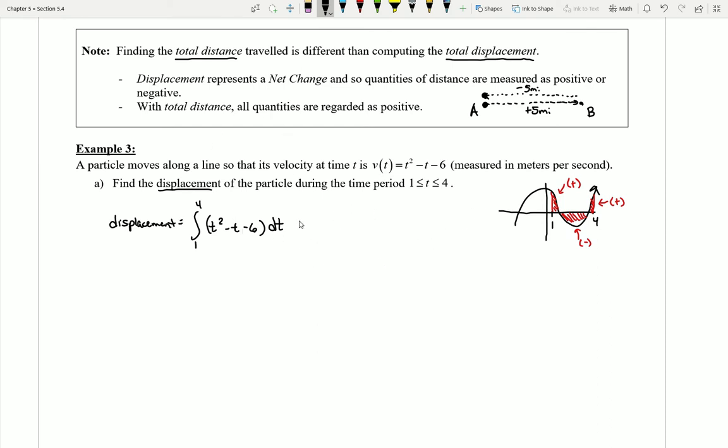Again, I have a nice continuous function here, so I can use fundamental theorem of calculus part 2. So if I go ahead and integrate, I'm going to get t to the third over 3.